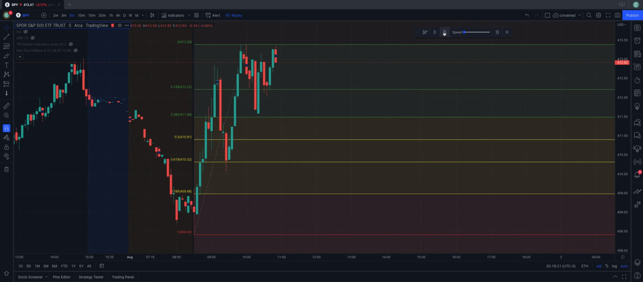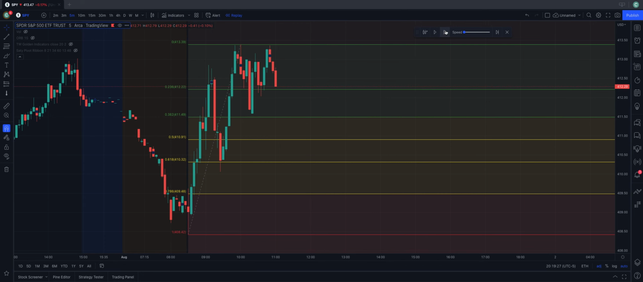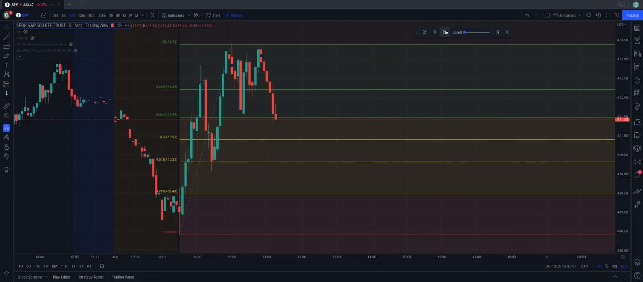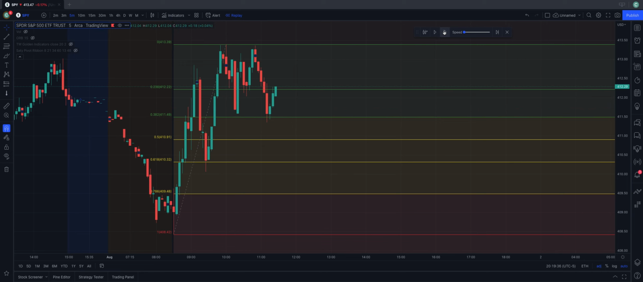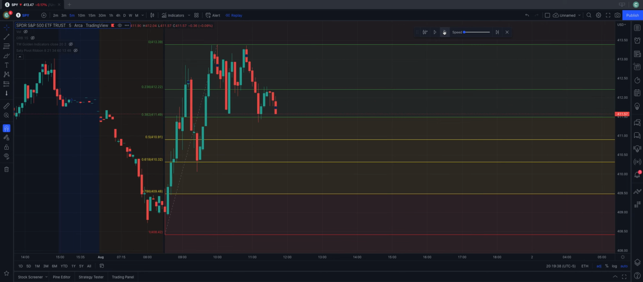So right now I'm not in a trade. We never came back down to this 0.5 level. I'm still sitting here watching. Comes back down to this 382 level. Still not in a trade yet. Popping back up.